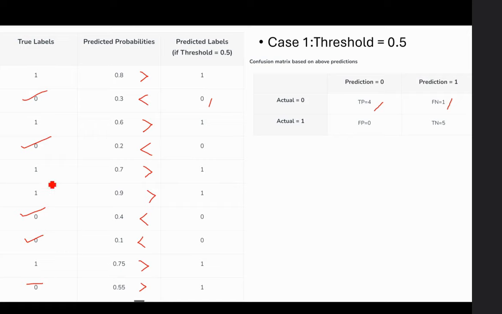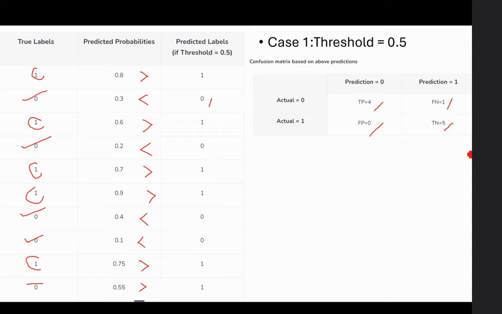So there are no values in the false positive, and the actual is 1 and also predicted as 1. Here there are 5 cases: 1, 2, 3, 4 and 5. The actual value is 1 and it is also predicted as 1. So the true negative value is 5.